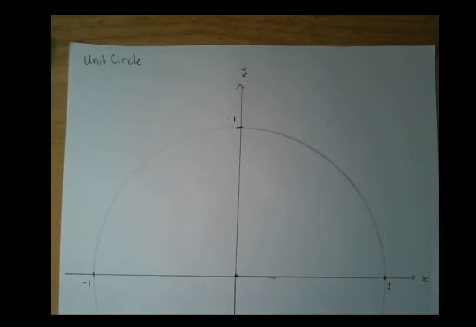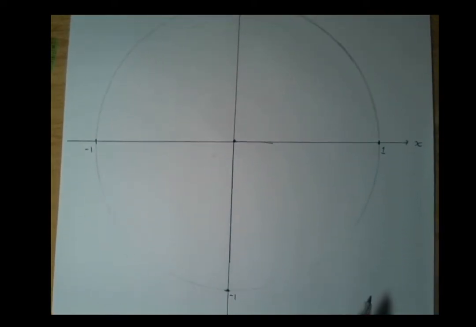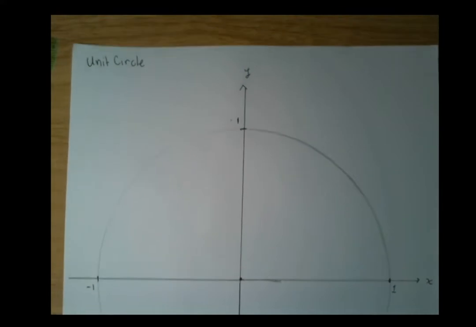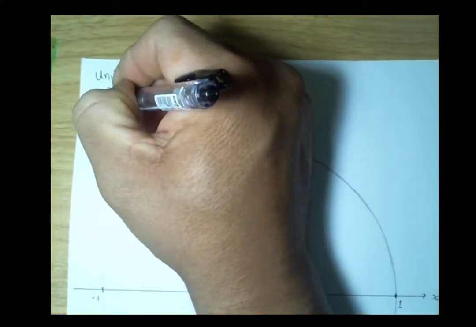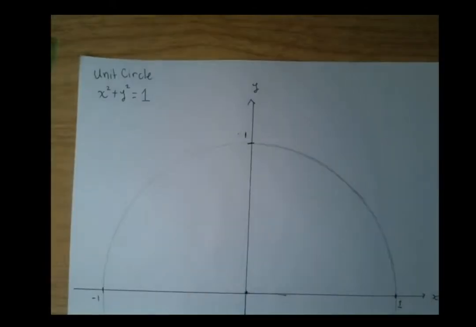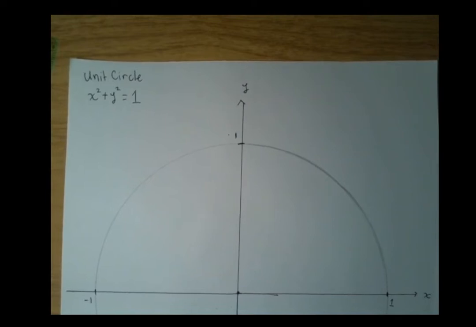Hello, so in this video we're going to go over the unit circle. The unit circle, as we see here, is called that because its radius is 1 unit. The Cartesian equation, or xy equation, is x squared plus y squared equals 1. Right? That's the general equation of a circle.